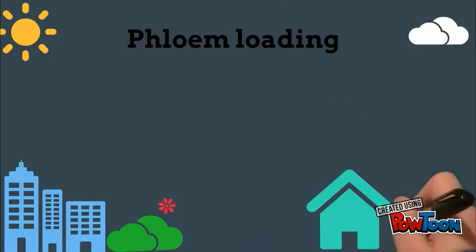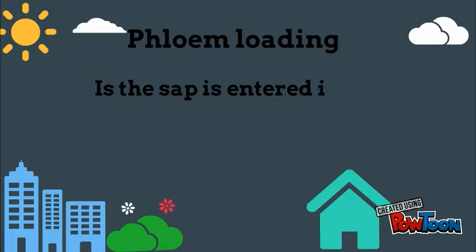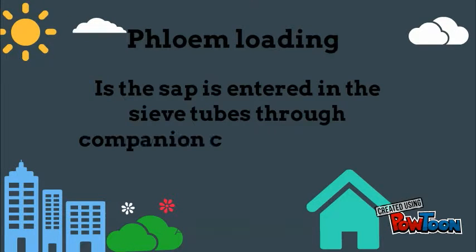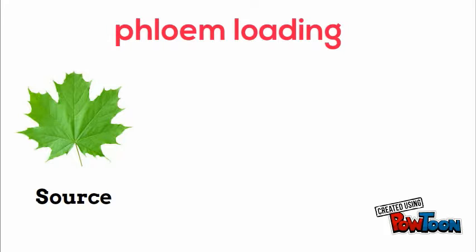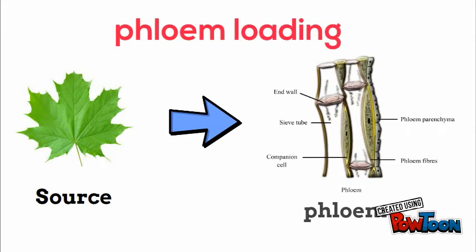Phloem loading. Loading is when sap enters the sieve tubes through companion cells. Energy-driven phloem loading leads to an accumulation of sugar in the sieve element, generating a low solute potential, and causing a steep drop in water potential in response to the water potential gradient. Water enters the sieve elements and causes the turgor or pressure to increase at the source.